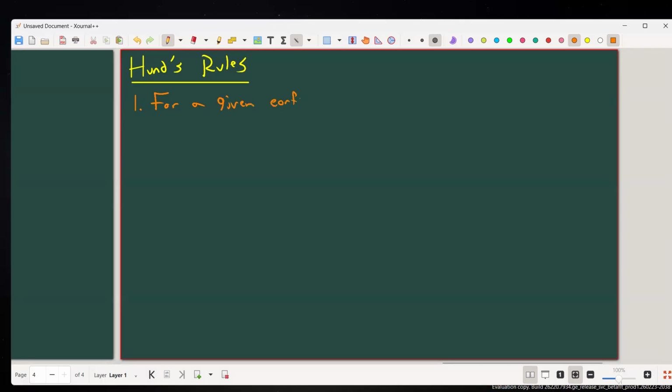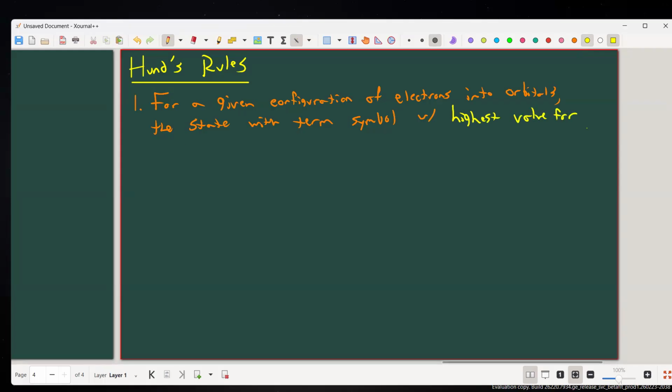given a configuration of electrons into orbitals, the state with the term symbol with the highest value for what's called the spin multiplicity, which is 2S plus 1, is most stable. All right, let me show you an example of this.